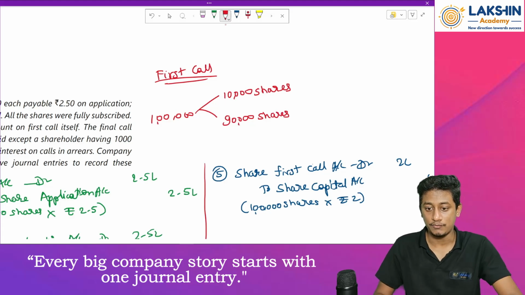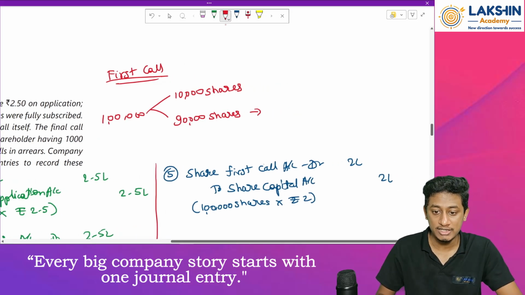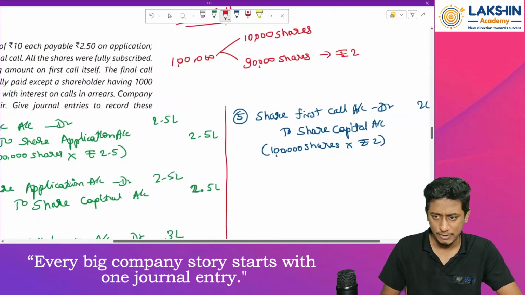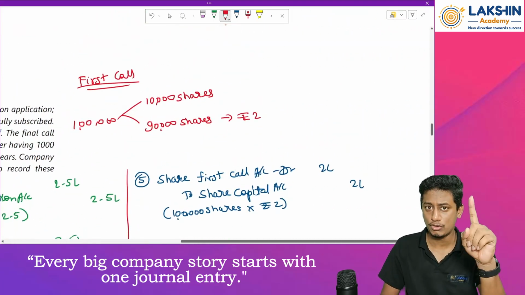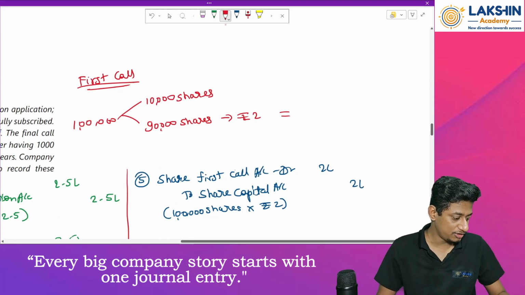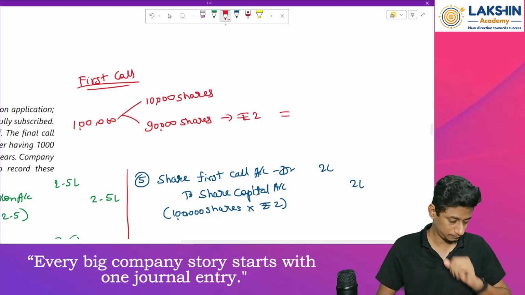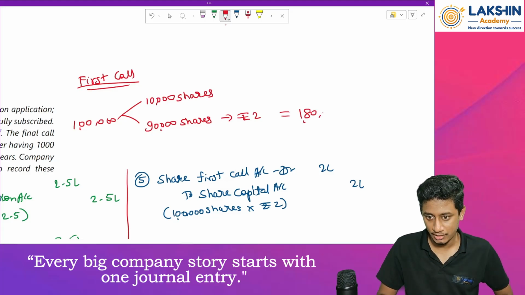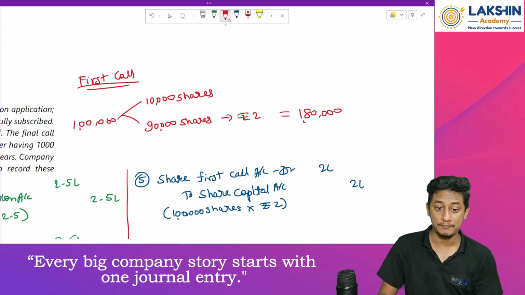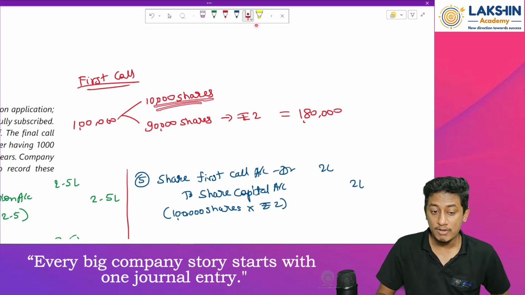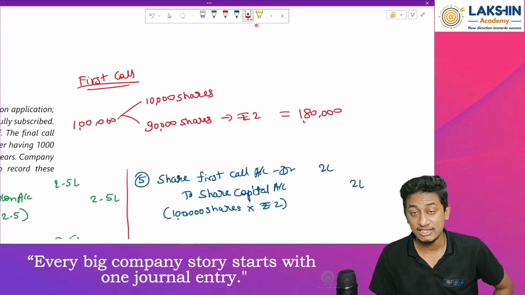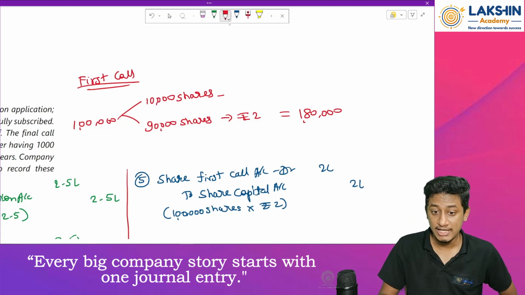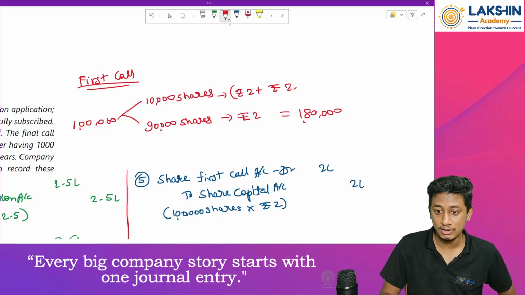90,000 shares. So these 90,000 people have paid how much? Rupees 2 on the first call. So how much will that be? 90,000 into 2, rupees 1,80,000. But along with this, how much has the person having 10,000 shares paid? He has paid rupees 2 plus rupees 2.5.